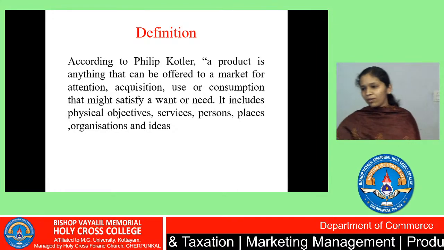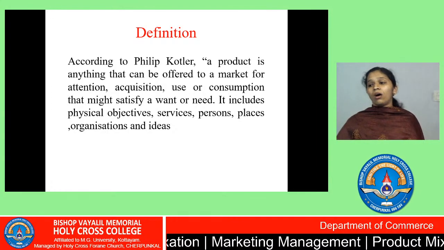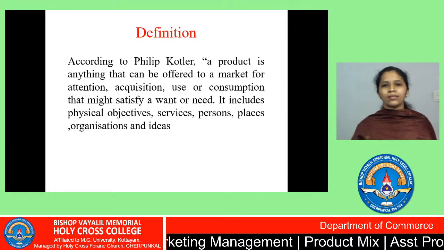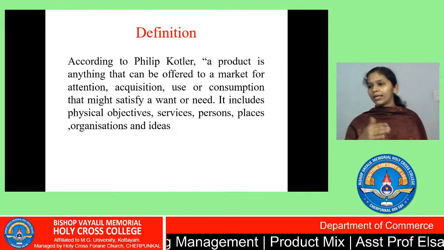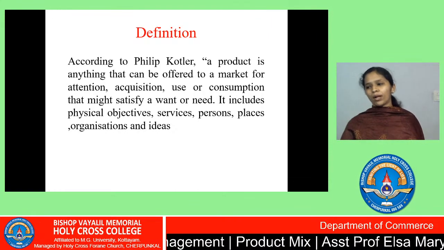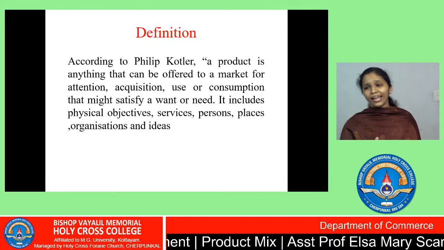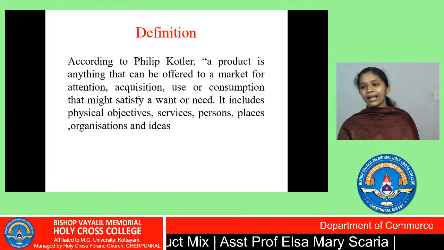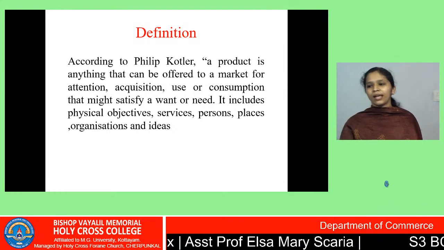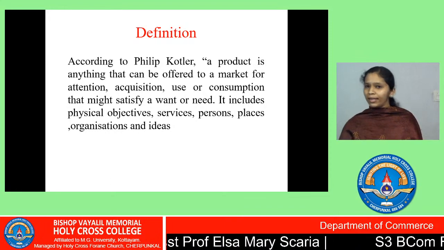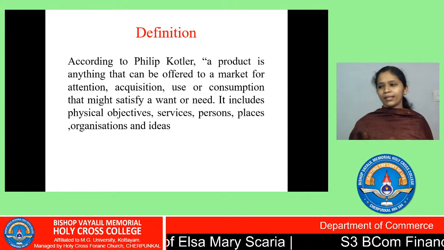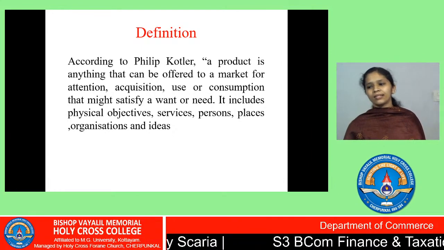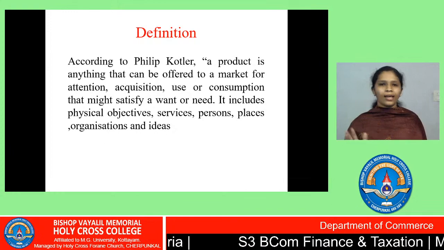Okay, so let's see the definition of a product according to Philip Kotler. Philip Kotler is known as the marketing guru. So Philip Kotler defined the product as anything that can be offered to a market for attention, acquisition, use or consumption that might satisfy a want or need. Simple. I already explained the matter. So it includes physical objects, services, persons, places, organizations and ideas.